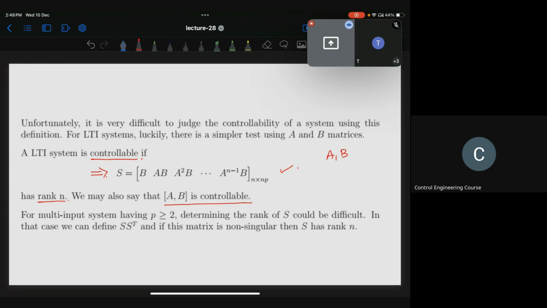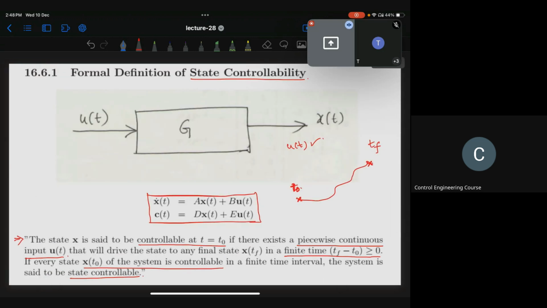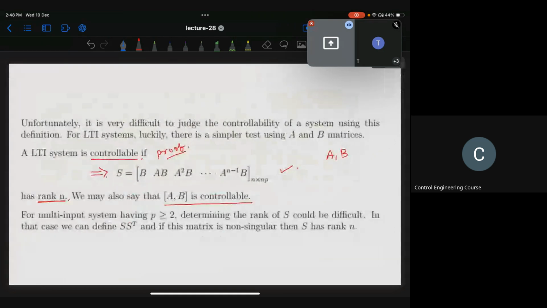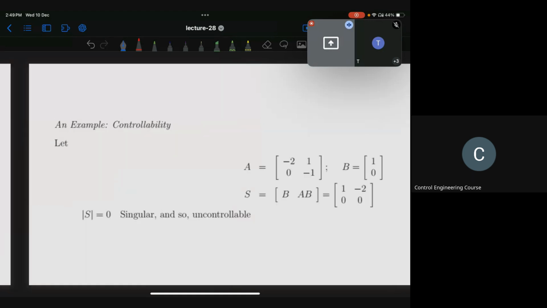Is there any doubt? I suggest you go through the proof in the video lectures, to see how this S matrix came about and why the system is controllable if the rank is n. But this is the basic definition. From this definition we get to this S matrix and try to show the rank is equal to n. So that is called controllability.